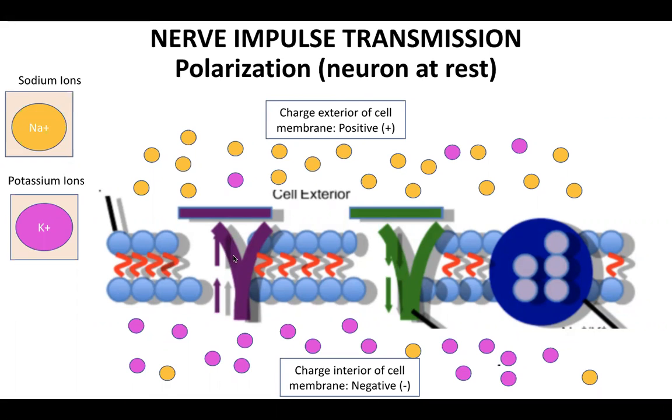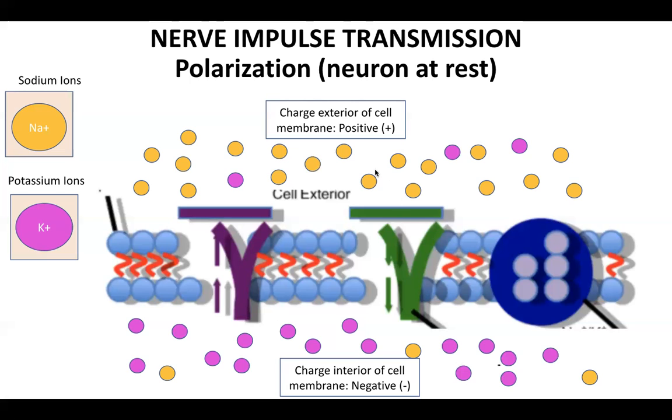This purple channel that can be seen is for potassium ions to flow through, also known as K plus ions, while the green channel is the sodium or Na plus channel. Meanwhile, this blue circular pump is the sodium potassium pump. As can be seen at rest, the exterior of the cell membrane is much more positive in comparison to the relatively negative interior of the cell membrane.